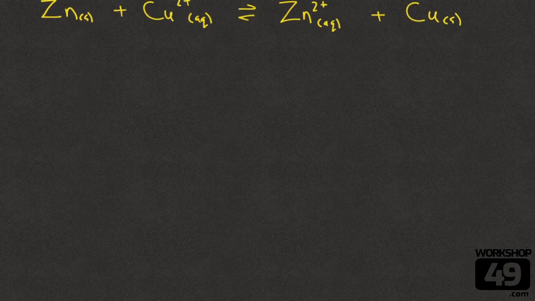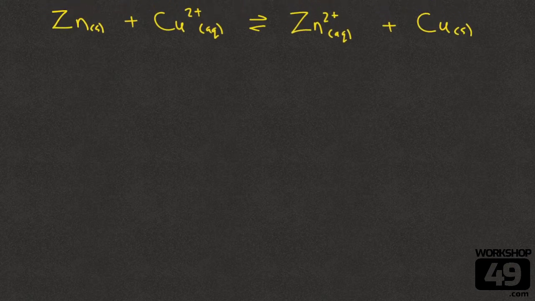We're just going to scroll down here, and we're going to get another equation. And we're going to begin by assigning our oxidation numbers. Our zinc, that's a 0. Our copper 2+, that's +2. Our zinc 2+, that's a +2. And our copper, that's a 0.